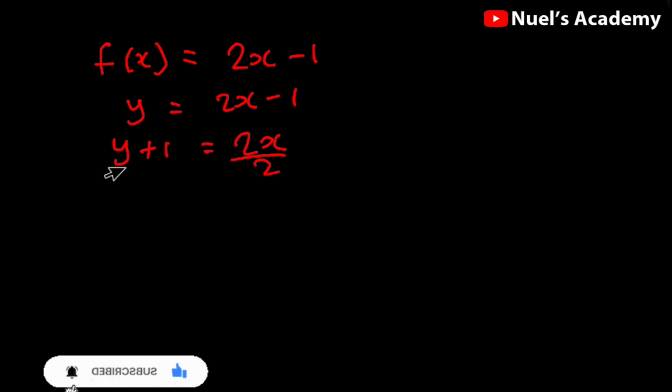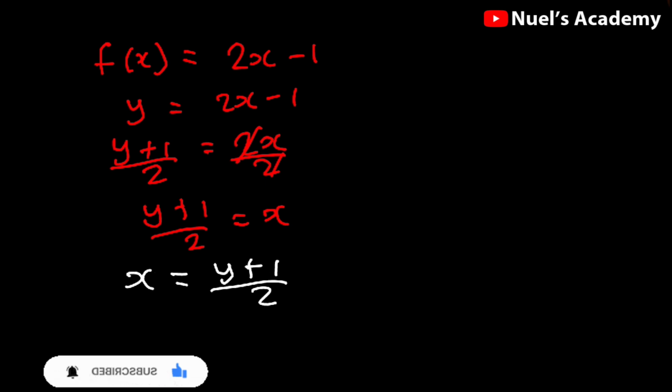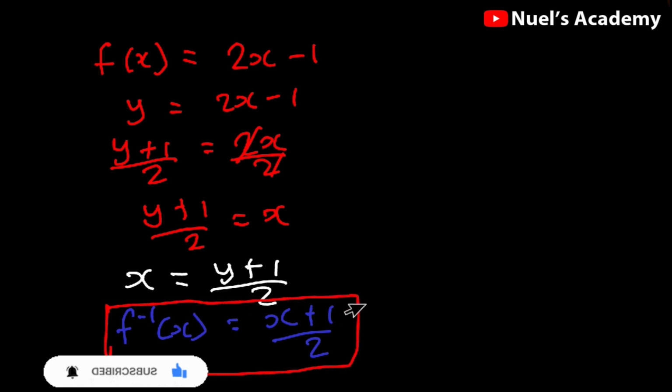Now let's divide both sides by 2. This and this will cancel. We'll be left with y plus 1 over 2 equals x. Now let's rewrite this. We have that x is equal to y plus 1 over 2. Now the next step is to replace this x with f inverse of x, and then this is equal to, we're going to replace y with x. We have x plus 1 over 2. And then this is the inverse of this function.